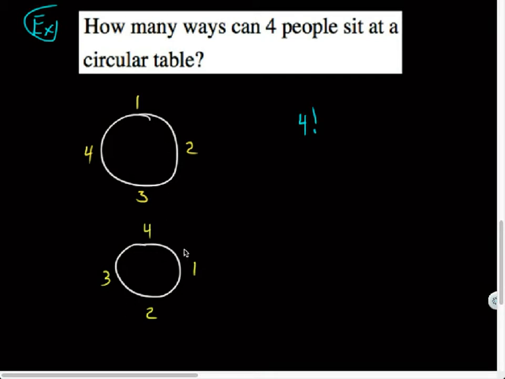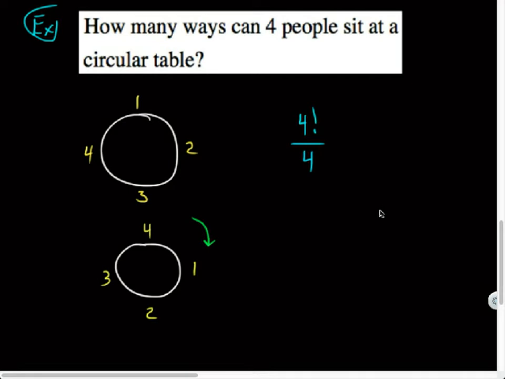What's the difference between these two? Yeah, it's just rotated like so. And I think you agree I could rotate again and I could have 3, 4, 1, 2, or 2, 3, 4, 1. And those are all just rotations of the same thing. So I actually have to eliminate those possible rotations, which is dividing by 4, because there were 4 positions, so to speak, to sit at the table.